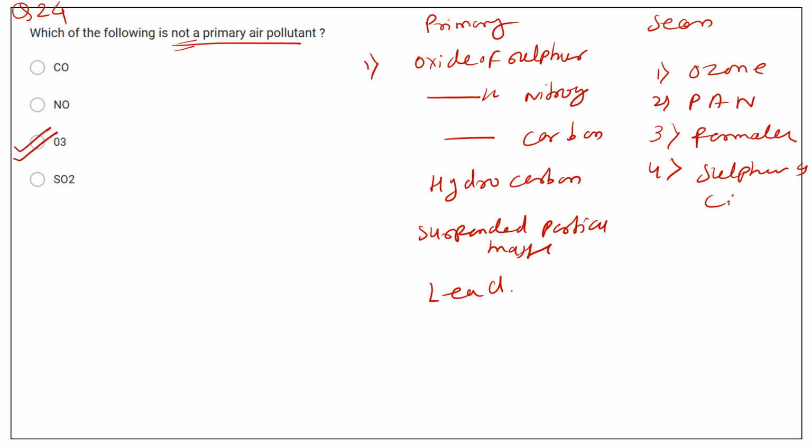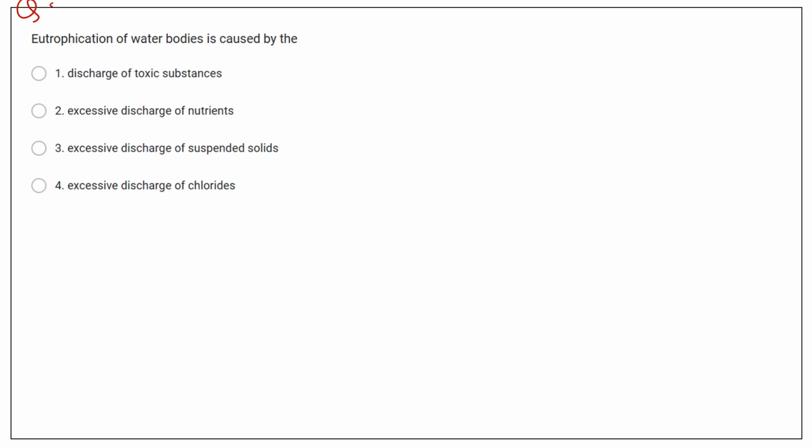The next question, the last question, number 25. Eutrophication of water bodies is caused by excessive discharge of nutrients. So here option number second is correct.